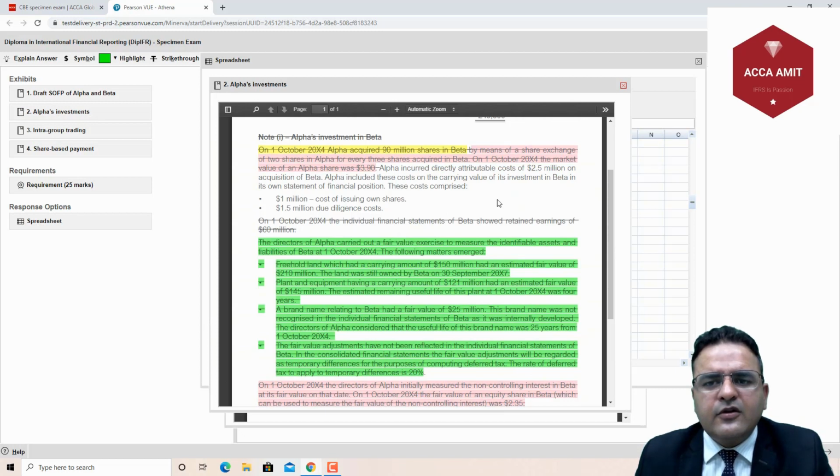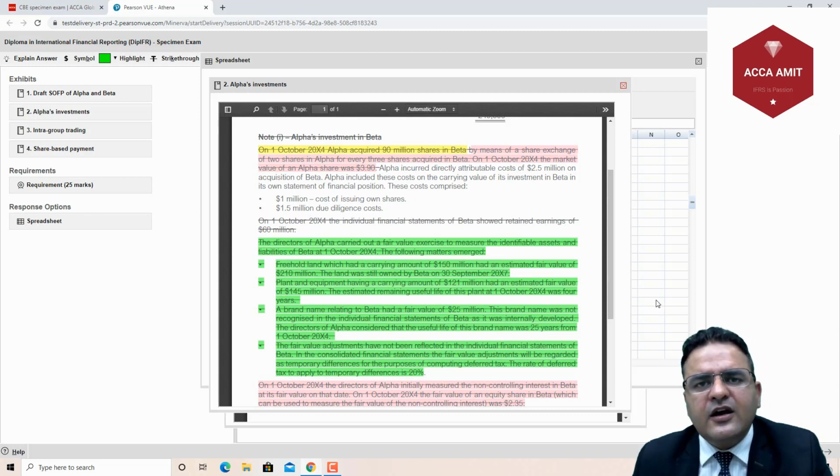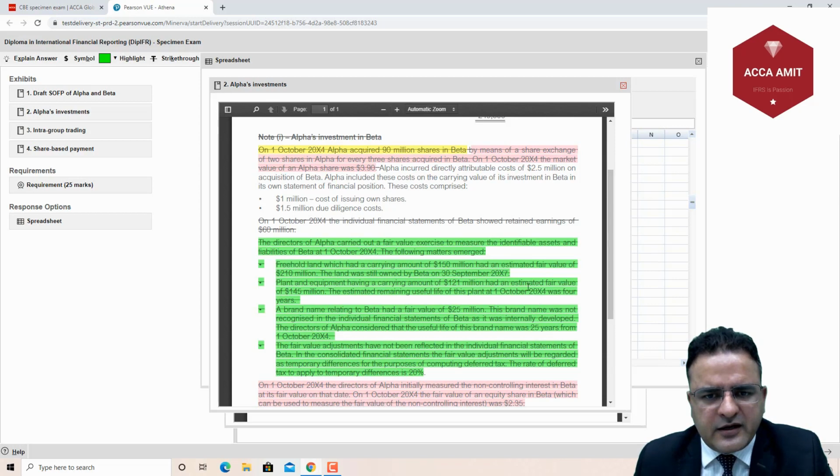Alpha incurred directly attributable cost of 2.5 million in acquisition of Beta. Alpha included those costs on the carrying value of investment in Beta in its own statement of financial position. These costs comprised 1 million as cost of issuing shares. Now this is to be deducted from equity. So here we have other components of equity of Alpha, from where we'll deduct this 1 million. And 1.5 million is due diligence cost, which is part of expense of the parent. So we included it as part of working note number 5.